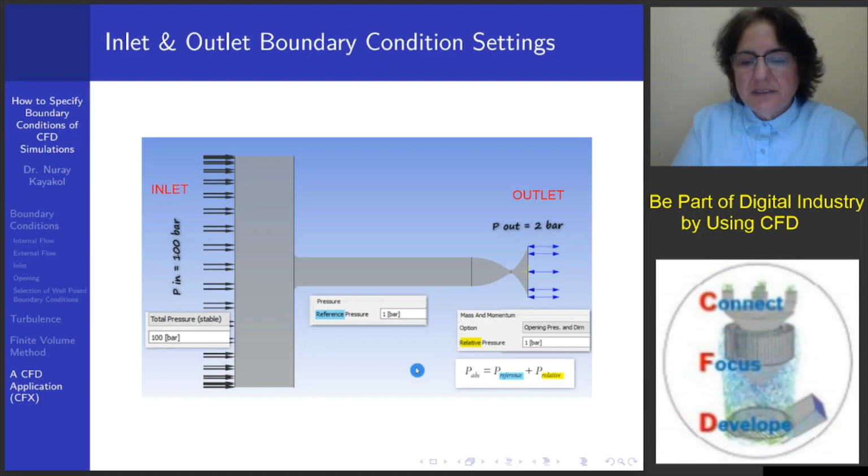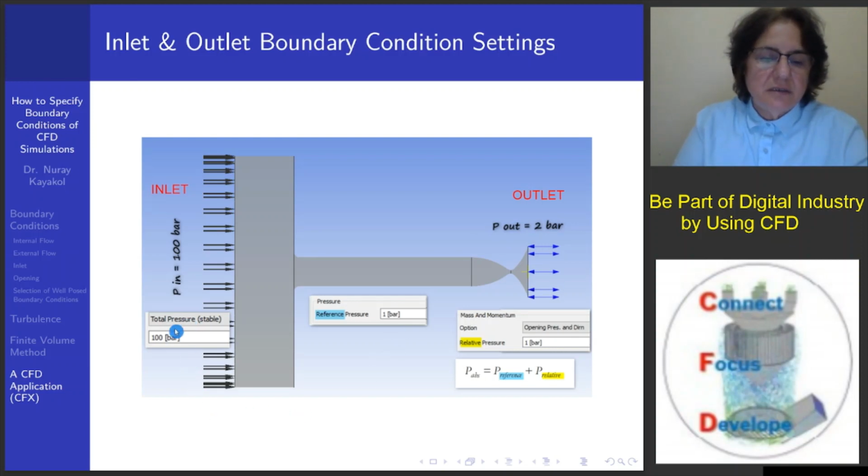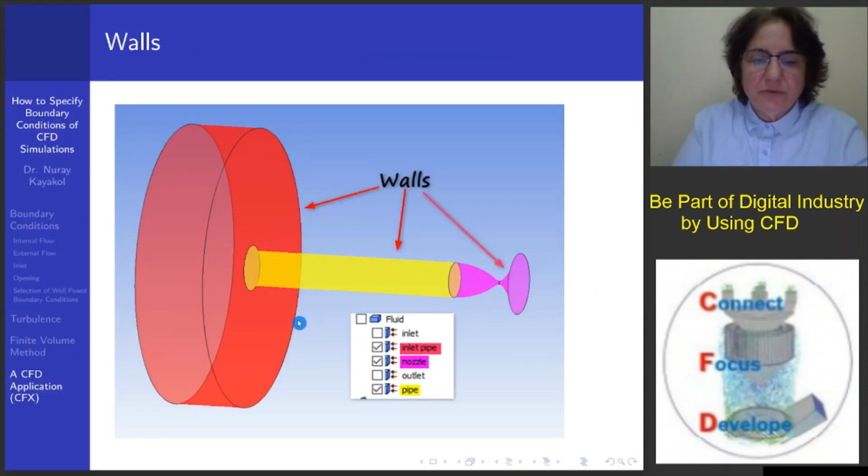Here is the explanation. Absolute pressure is defined as the summation of reference pressure and relative pressure. Here I define the inside of the model as 1 bar, and at the outlet the relative pressure is 1 bar. If you sum, it is going to add up to 2 bar. That's the outlet pressure. Inlet is the total pressure as 100 bar. These are the walls. I gave different colors to different sections of the geometry. This pink one is the nozzle.